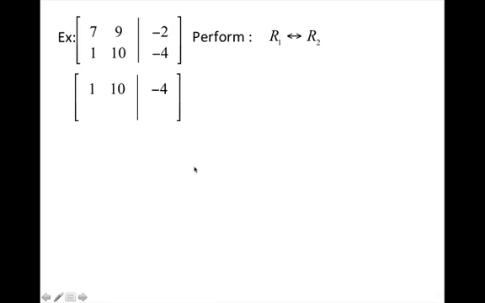So I'm going to rewrite the matrix, and this time I'm going to list row 2 first. So my new row 1 becomes 1, 10, negative 4. And my new row 2 becomes the 7, 9, negative 2.